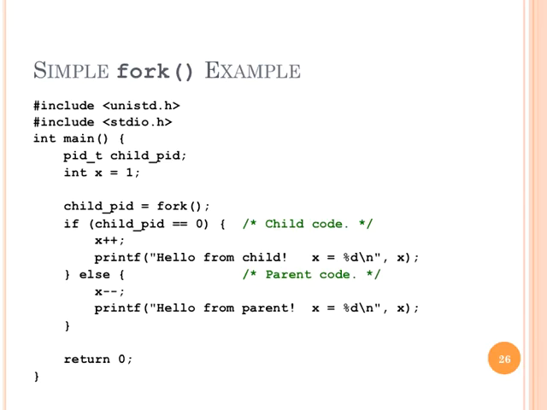Okay, here's a simple example. So notice we have PID-T, child PID. We have to include the Unix standard API for this, so UNISTD is the Unix standard API. And we have PID-T is defined now, fork is defined, and so forth. So we have a local variable x, we fork. So now we have a parent and a child, and if I happen to be in the child, I increment x and print out what x is. And if I'm not the child, then I decrement x and print out hello from parent. And then both processes terminate.